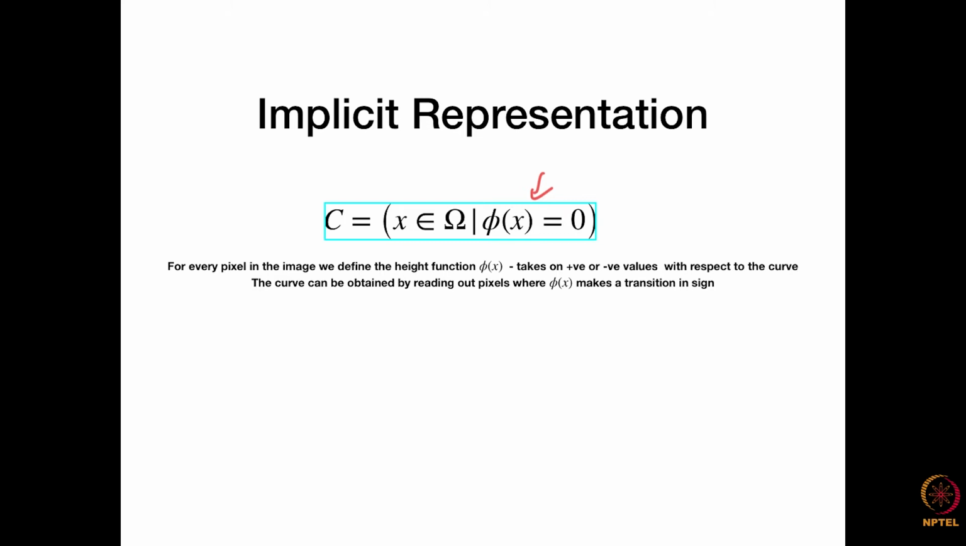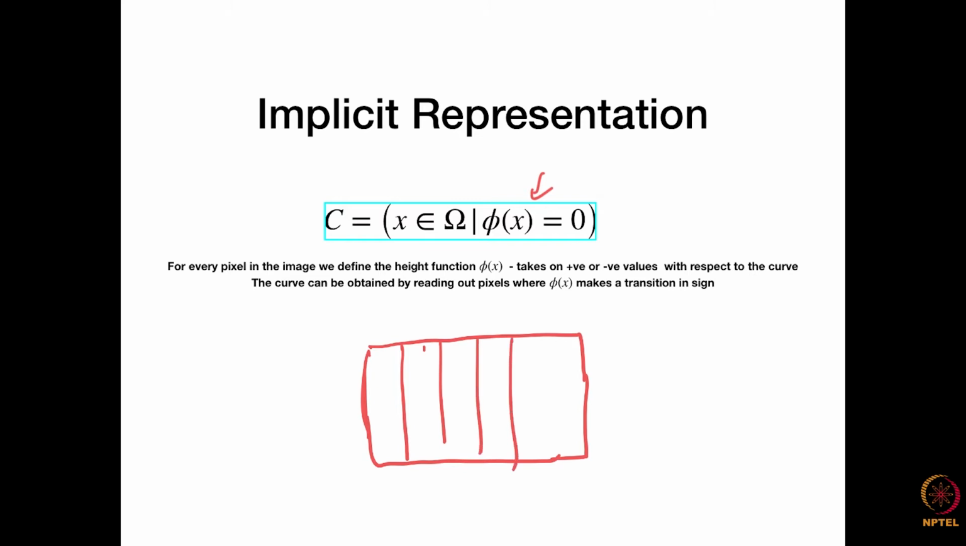And we can read out the curve by reading out the pixels where phi of x makes a transition in sign. This is typically referred to as the signed distance function, but I'm going to show you a slightly easier version. Let me draw slightly thicker grids to make this easier.